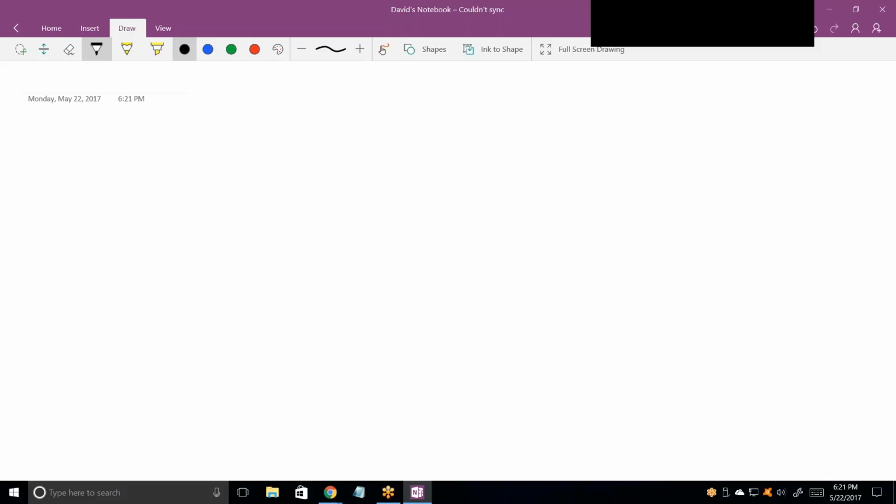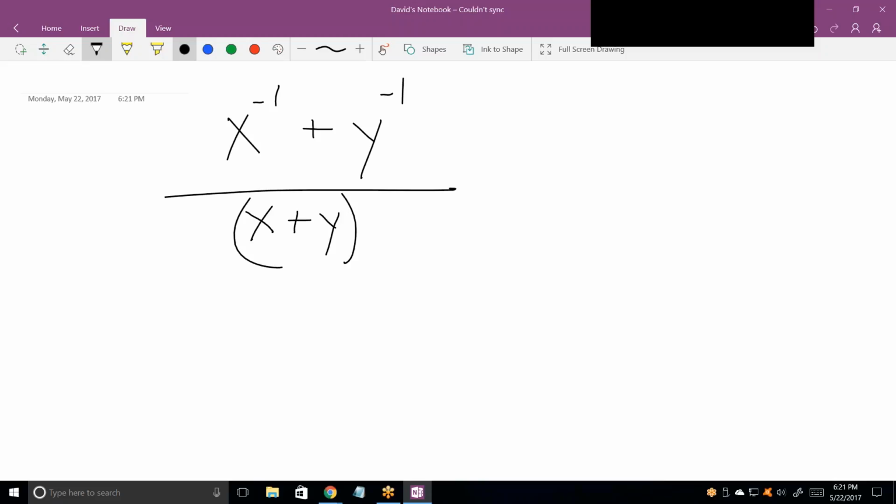What else? Okay. So this one is x to the negative 1 plus y to the negative 1 over x plus y in parentheses to the negative 1. Okay. Let's convert everything to positive exponents and then see what we're looking at. x plus y over... No, I can't do it that way. You have to deal with that alone. And you'll see why in a moment.